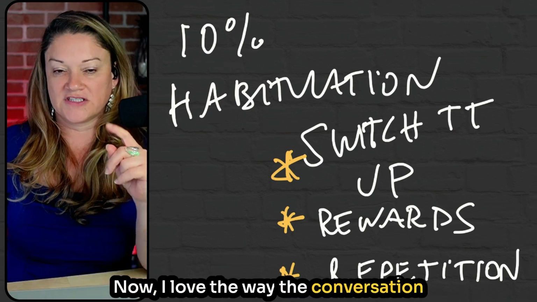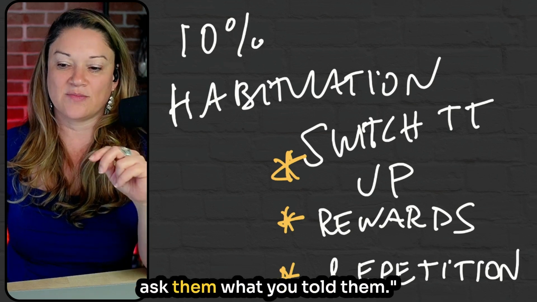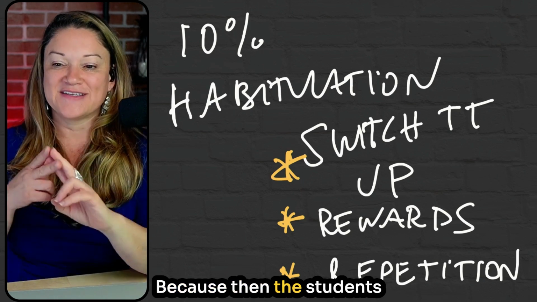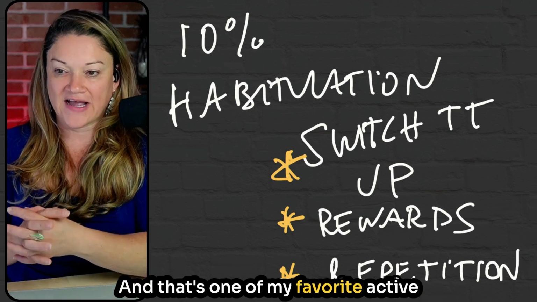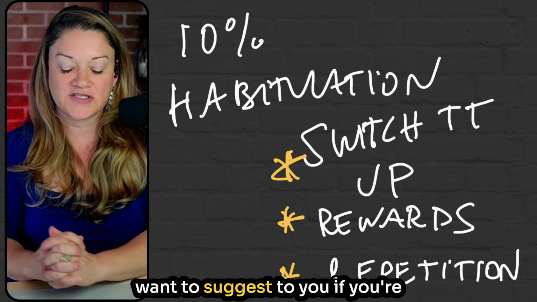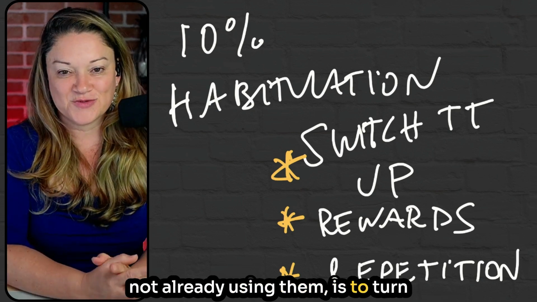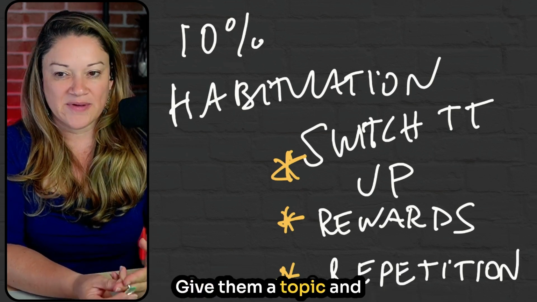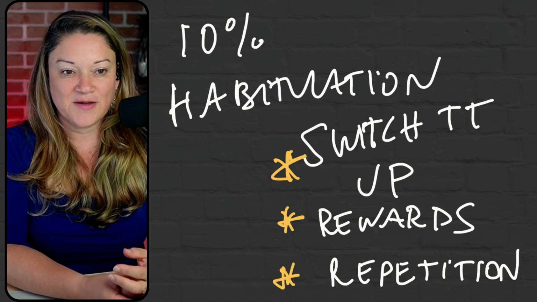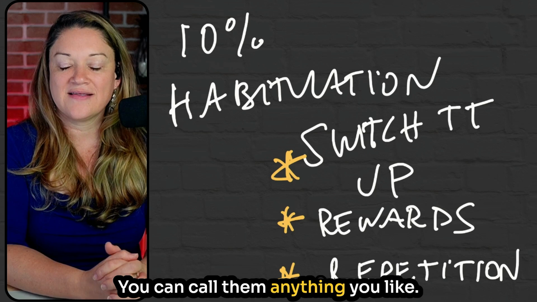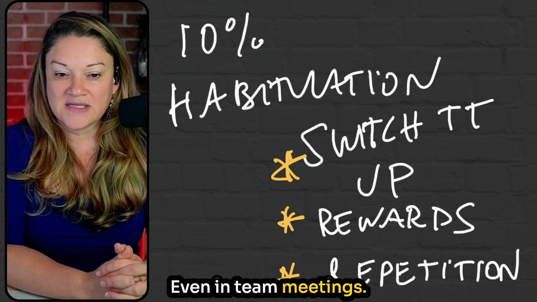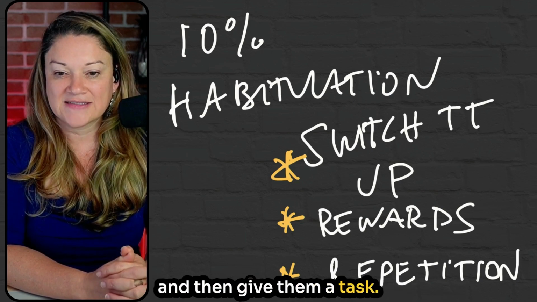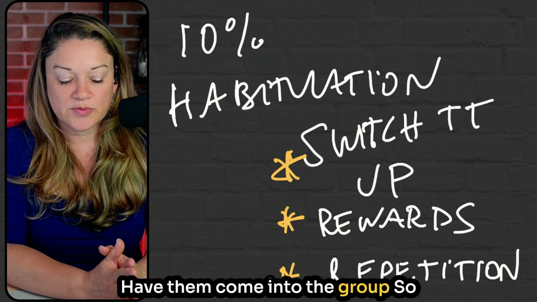Now, I love the way the conversation turned when Saeed said, then ask them what you told them, because then the students become the teachers. And that's one of my favorite active learning strategies that I want to suggest to you, if you're not already using it, which is to turn your students into the educators. Give them a topic and have them teach on it. I call them teach backs. You can call them anything you like. But even in team meetings, put people in small groups and then give them a task. Have them come into the group.